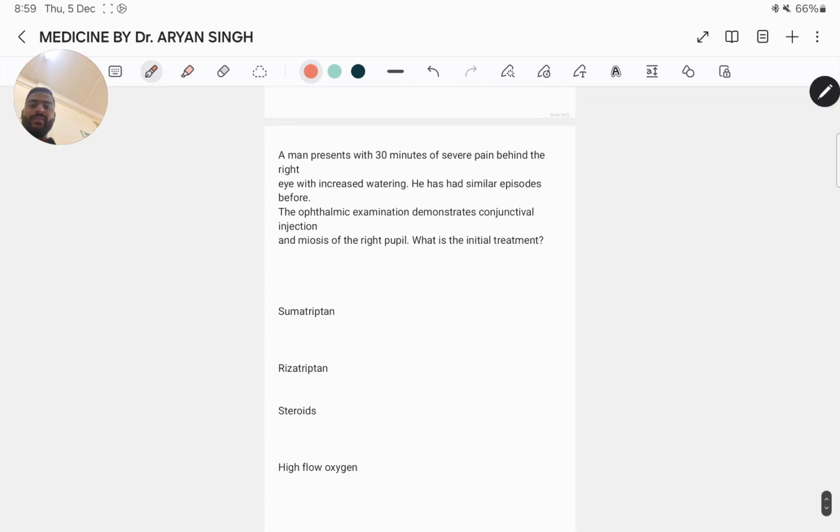Next question. A man presents with 30 minutes of severe pain behind the right eye with increased watering. He has had a similar episode before. The ophthalmic examination shows conjunctival injection and miosis of the right pupil. What is the initial treatment? Sumatriptan, rizatriptan, steroid, high flow oxygen. High flow oxygen is the best answer because here the patient is suffering from what? Cluster headache. And the abortive measure for cluster headache is high flow oxygen.